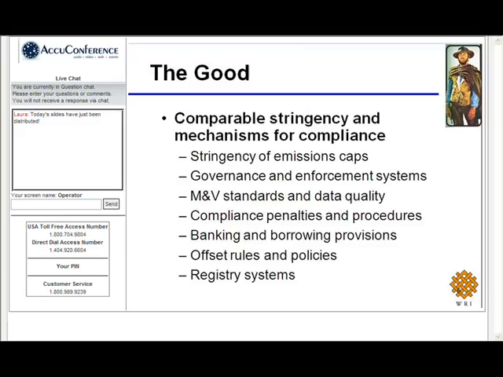So moving on from the potential deal breakers to the areas where you probably want to have some consistency and compatibility, but having some differences isn't necessarily going to scuttle a deal on linking your systems. These are generally design options that have to do with comparable levels of stringency and comparable mechanisms for compliance. So stringency of emissions caps, this is going to be a primary concern, I think.